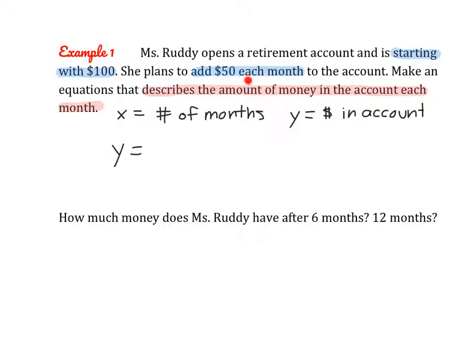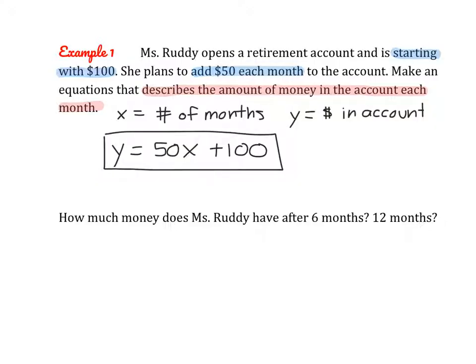I also want to remind you, each tells us to multiply. So we have 50 multiplied by months, which is represented by x. So 50 times x is 50x. Now, I want to remind you guys also that the b value is always going to be our starting amount, and it says that Miss Ready is starting with $100, so we say plus 100. And this is the equation that we can use to find the amount of money in the account for however many months she's been saving.